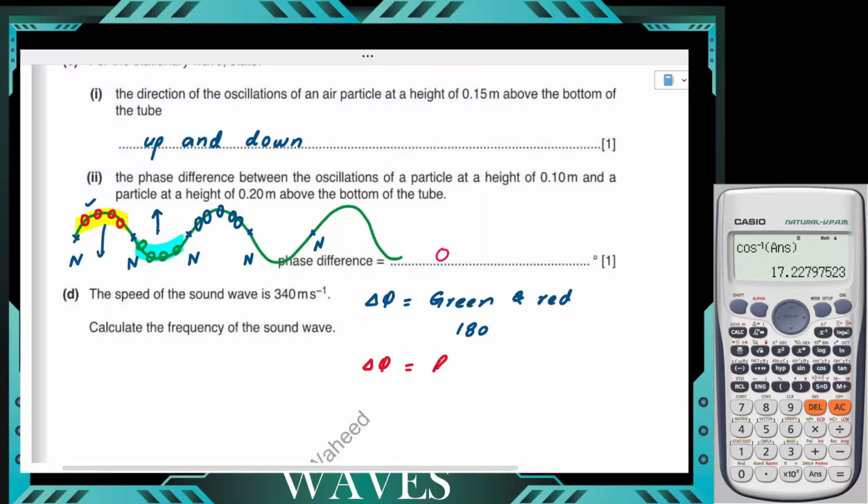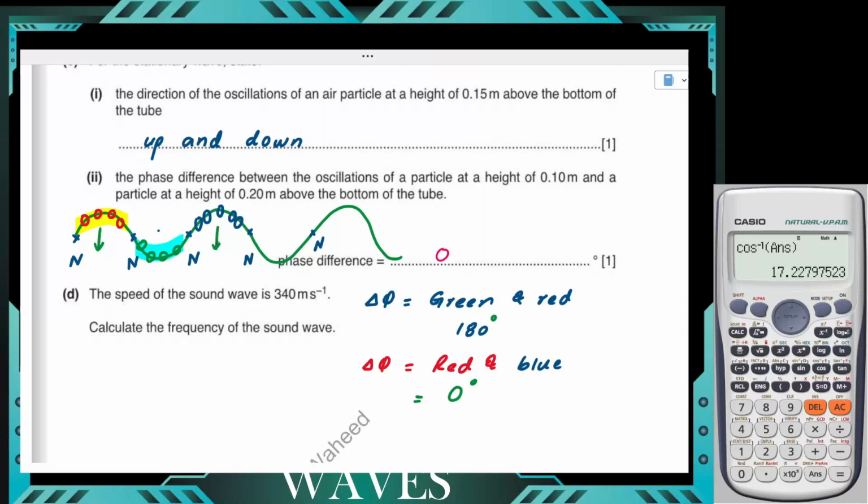Now the twist here is, if they ask you to find the phase difference between the red particles and the blue particles, not green this time, in that case the phase difference would be once again 0. Why? Because as the red particles go downward, the blue particles would also go downward. They're already at the maximum upper point. The only possible motion for the blue ones and for the red ones is downward.